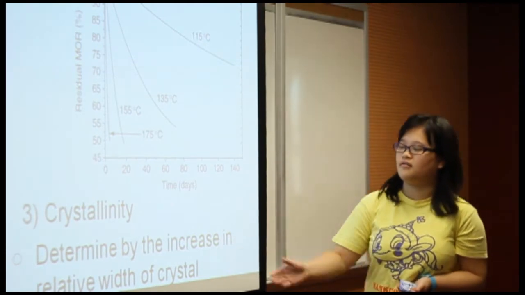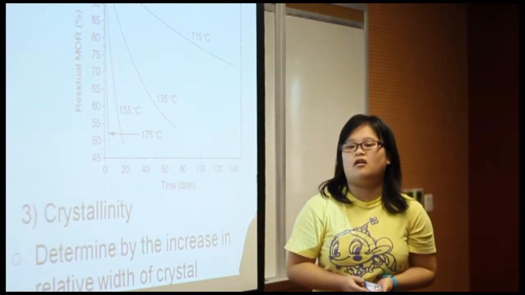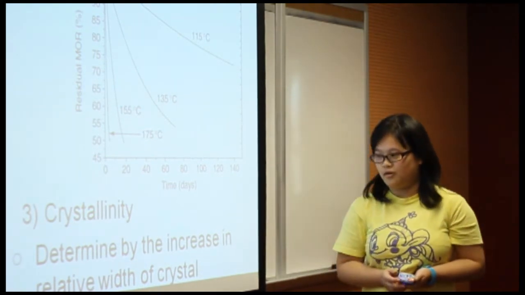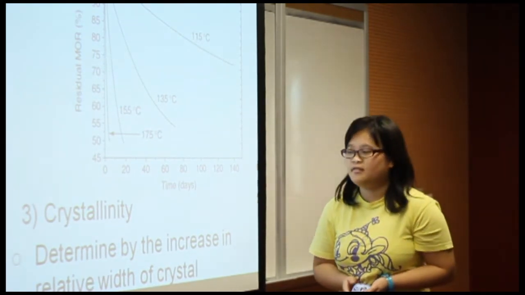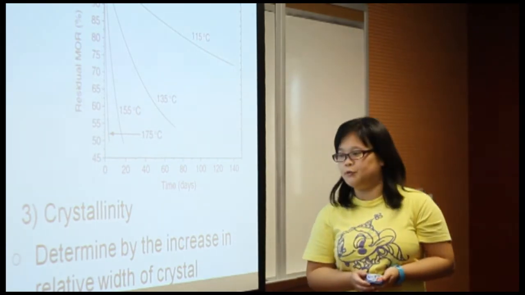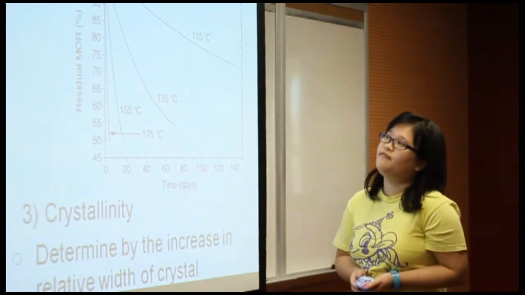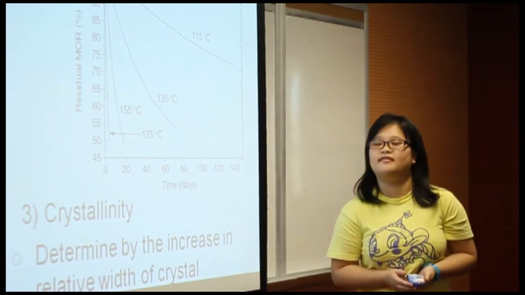And the third one is the crystallinity. Crystallinity means the degree of structural order in a solid. If the crystallinity increases, it will increase the hardness of timber too. However, it is not clear under the effect of time, temperature, and humidity.